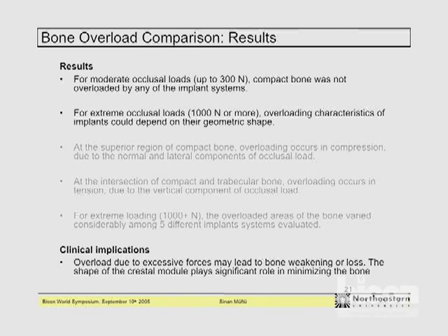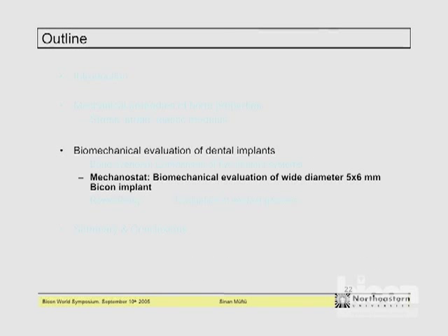I'm going to next talk about, again, another biomechanical evaluation. So I'm going to increase the level of complexity just a little bit from a biomechanics standpoint. I'm going to change from bone overload criteria to what's known as Mechanostat, and I'm going to explain what that is. And we are going to look at the effect of this in the 5x6 millimeter Bicon implant.